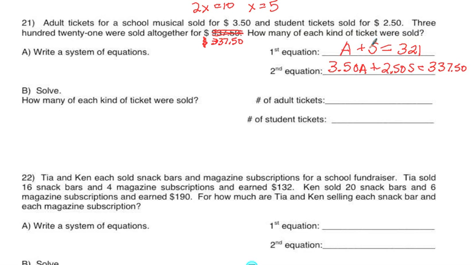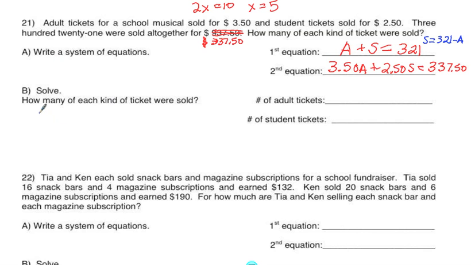So that's your two equations. This is an easy one for substitution. And so when I substitute, I'm going to solve for one of the variables, and I'm going to go ahead and solve for S, just because. So that means I'm going to subtract A from both sides. So my substitution is going to be S equals 321 minus A, right? Because I just subtracted A from both sides. And now one of my variables is solved for, so I can plug it into the other one.